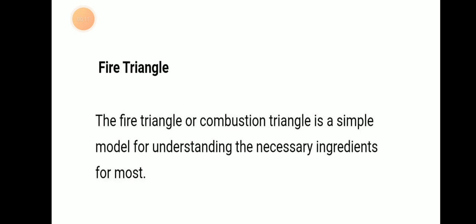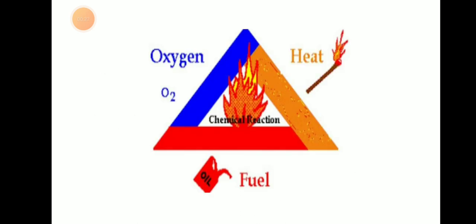Today we will be discussing the fire triangle and fire extinguishers. So, the fire triangle is a combustion triangle. It is a simple model of the basic ingredients necessary for a fire to happen. Basically, fuel, oxygen, and heat. When these come in a sufficient amount, then the chemical reaction of fire will happen. This is known as the fire triangle.